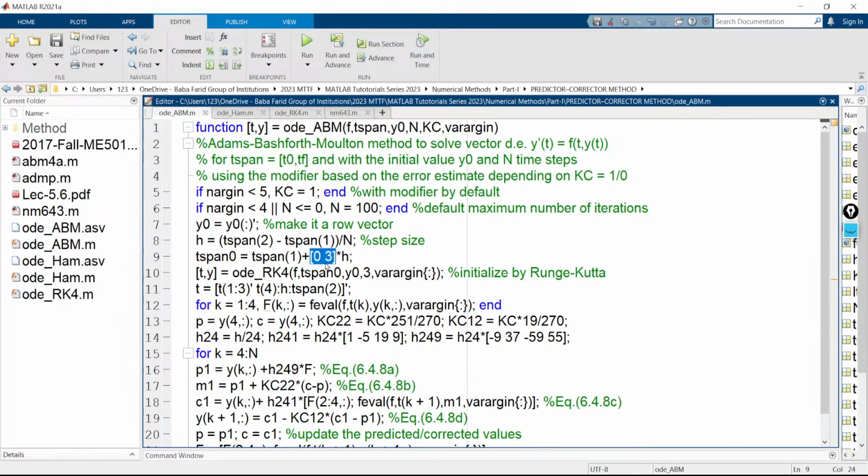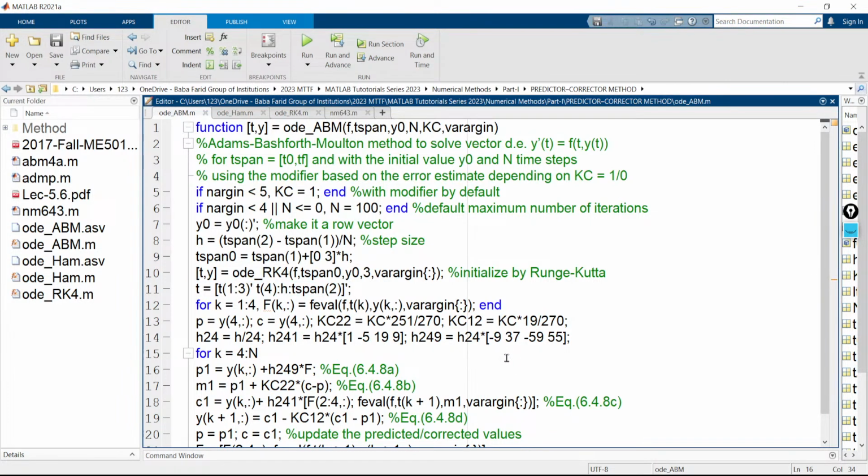This will give us 4 points. These are the 4 values. 0 to 3 means 0, 1, 2 and 3. These are 4 points. So 4 points will be generated from this equation, and 4 values will be calculated by using ODE Runge-Kutta fourth order. And we will convert all these values into the T vector form.